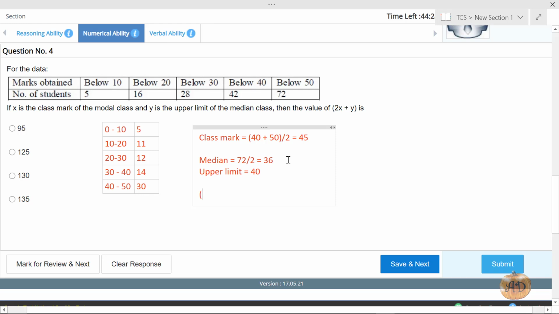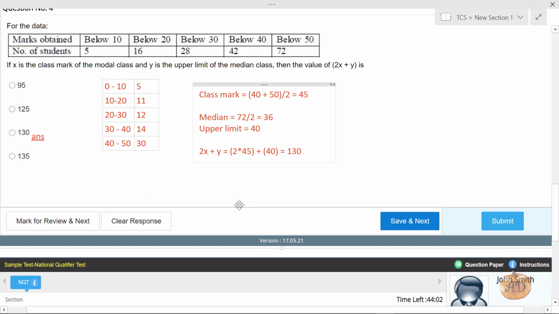Now simply we have to place it in the formula we have been provided here, that 2x plus y is, so 2 into x. What is x? x is the class mark, which is 45, and then plus y. What is y? y is the upper limit of the median class, so y is 40. So the answer is 130. So this is the correct option here, 130.